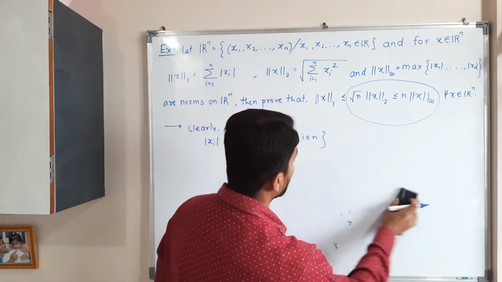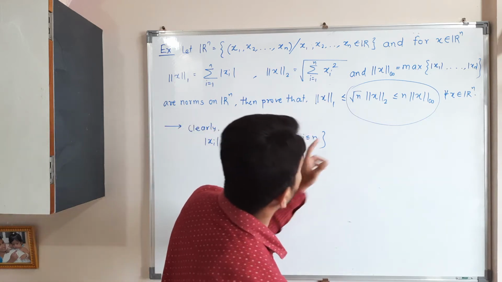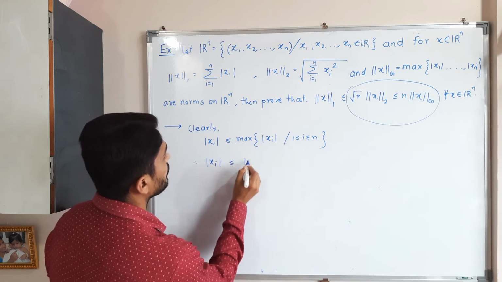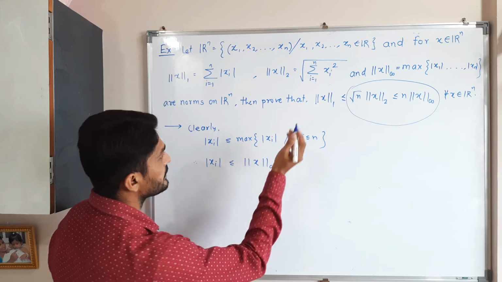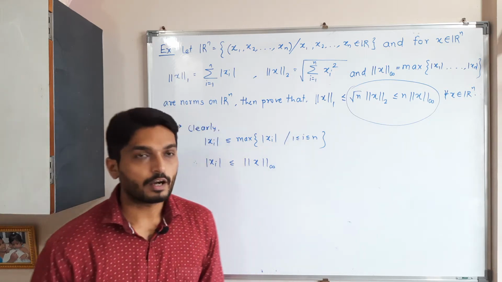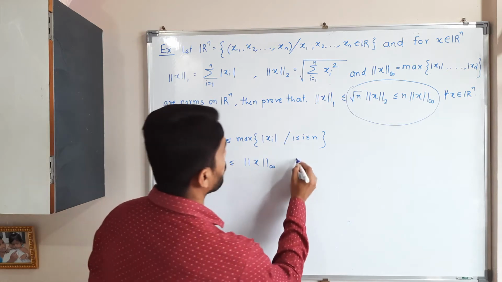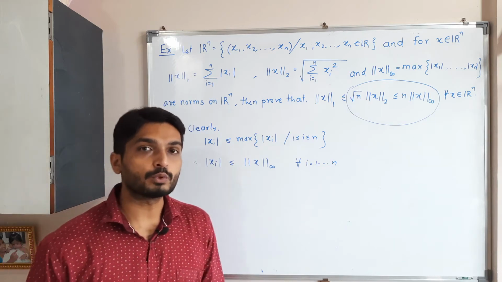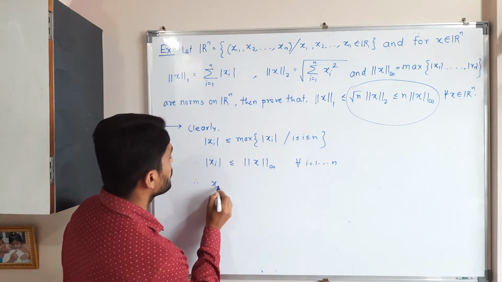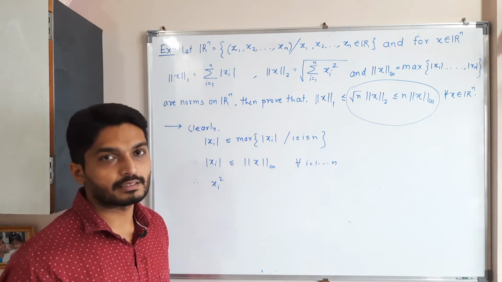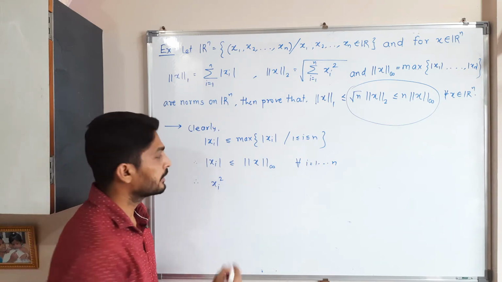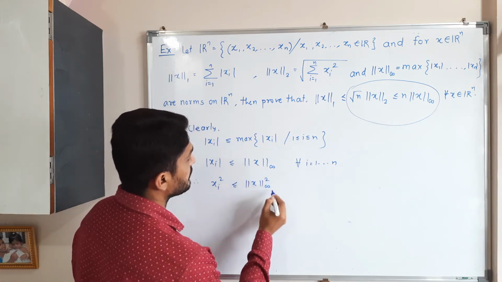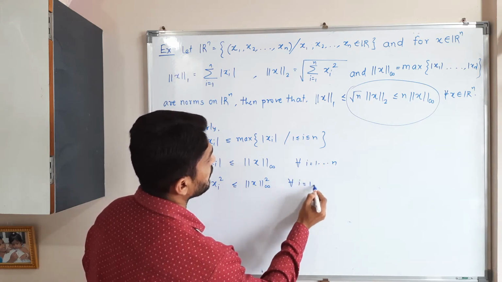So after that what will I do? This one we can replace by norm infinity. Therefore mod xi is less than or equal to norm x infinity, since it is the definition of norm infinity. Actually, this is true for all i running from 1 to n. After that, I will take the square of both sides. If you take the square, no need to take mod, since the square cannot be negative. So this is less than or equal to norm x infinity square, and this is true for all i running from 1 to n.